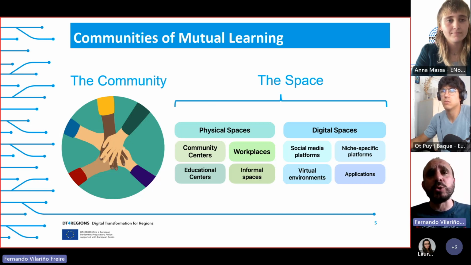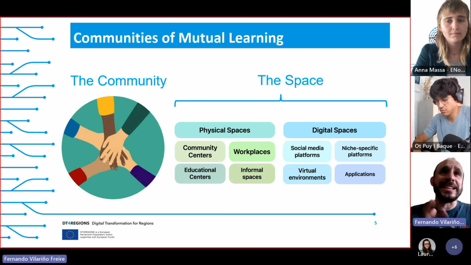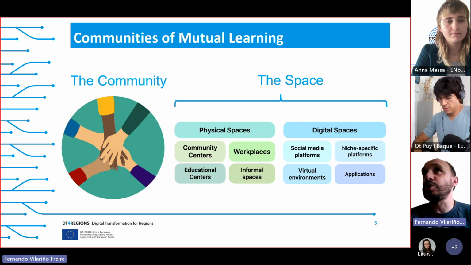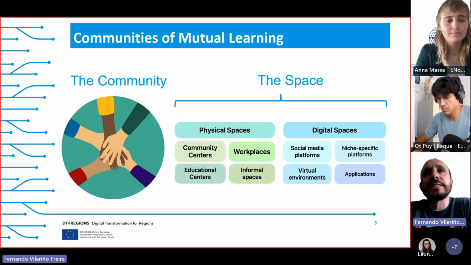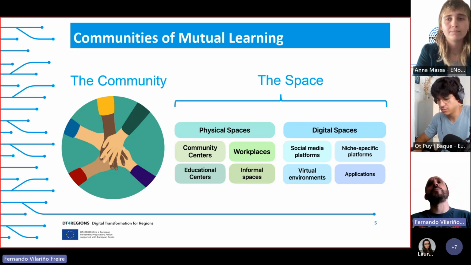And one of the essential tools that we need in order to develop these communities are the spaces. From this perspective, we can think of physical spaces, and we can think about digital spaces. Physical spaces can be approached to community centers or workplaces, educational centers, and informal spaces in general, in which people can join physically. But every time it's more frequent to find another type of spaces, which are the digital spaces. In our life, we have social media platforms, niche platforms for specific contexts, also virtual environments and different applications that we are using on the internet. So this provides a duality between the concept of spaces and the concept of communities. Communities in physical spaces and communities in digital spaces.